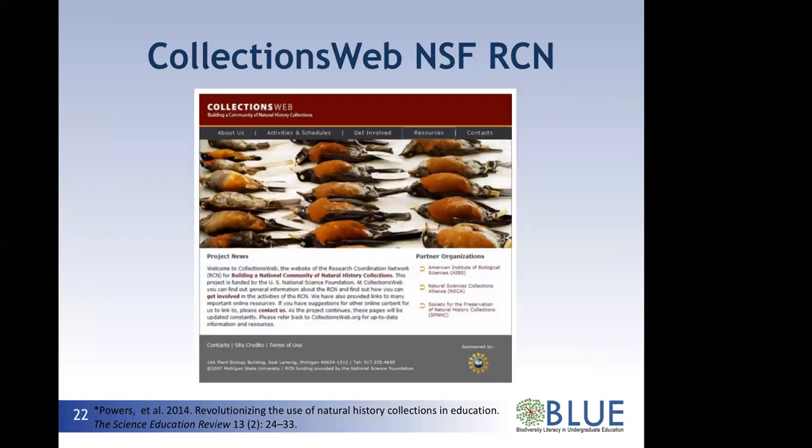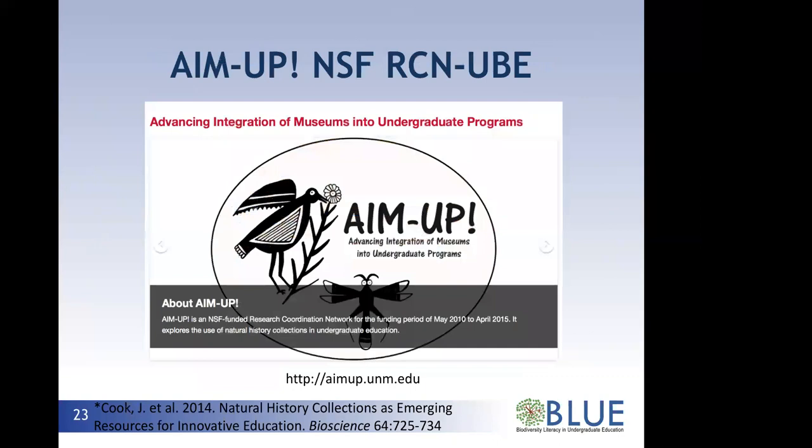As Collections Web was completing, the National Science Foundation funded AIM-UP, Advancing the Integration of Museums into Undergraduate Programs. This was an RCN-UBE, so that's a research coordination network about undergraduate biology education. It was funded for 5 years, they extended for a year, and over that period of time they had annual meetings and several small meetings to look at what it would take to get more specimen-based education in the classroom and how to get natural history collections into the classroom. When AIM-UP started, the digitization effort was just really getting some traction. By the end of AIM-UP, digitized data was much more of a usable content.